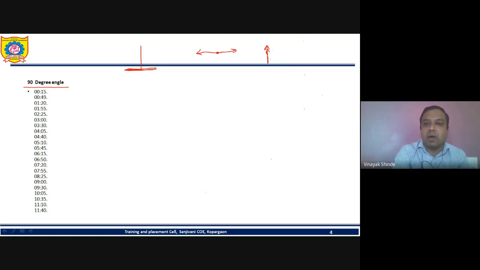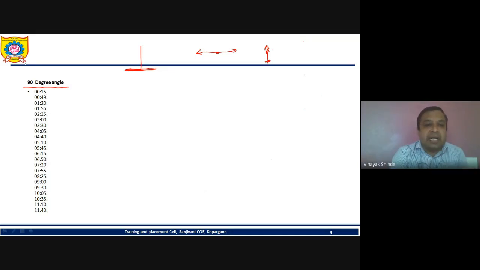These are overlapping, right? So how many times is the 0 degree, 180 degree, and 90 degree angle made during 12 hours and during 24 hours? These basic questions are asked in aptitude tests. Even in Netwing recently we had an aptitude test. These questions are asked.